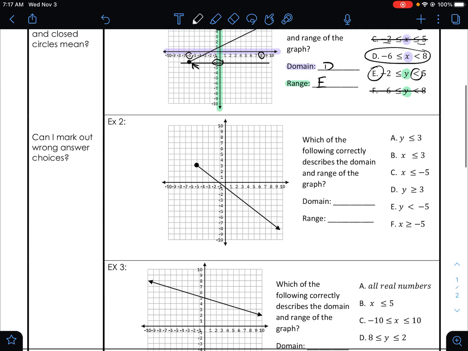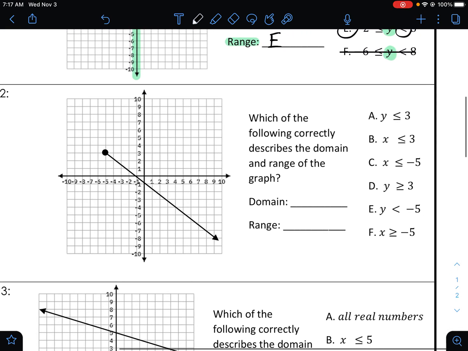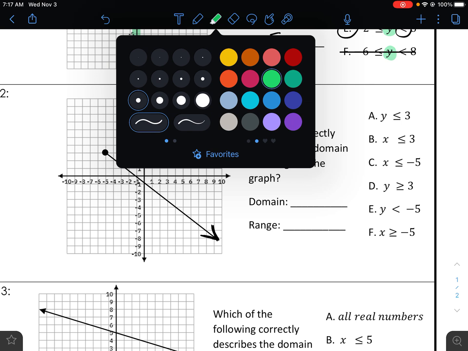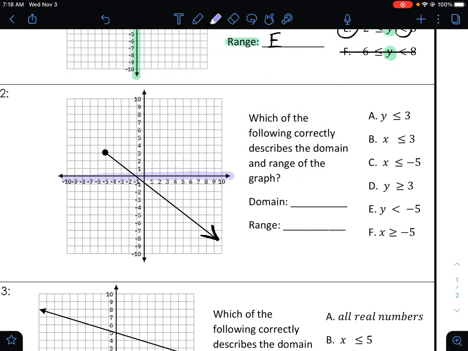Moving on to the next one. Notice how this only has 1 point and then arrows. 1 point and an arrow. So we're going to start by looking at the x-axis for the domain, which means I can look at B, C, and F. I notice right here that it would cross at -5, which means I can eliminate answer choice B because it has -3.